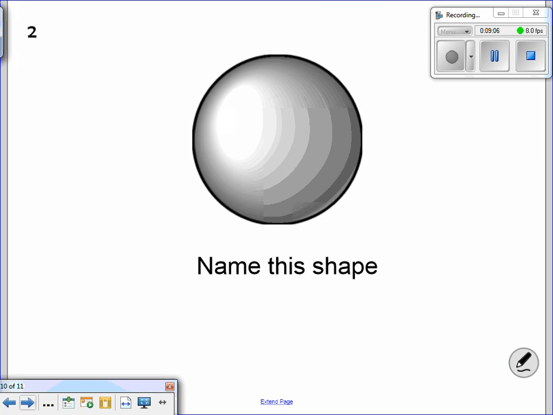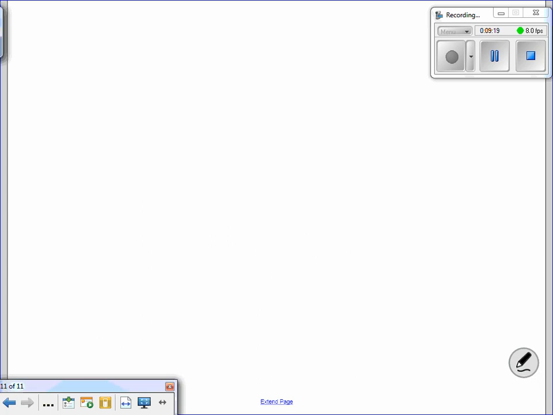Okay. Name this shape. It looks like a circle here. I tried making it 3D. This is a sphere. Okay, so when you see this coming up on your MCAs, this is your sphere. That's it for today.